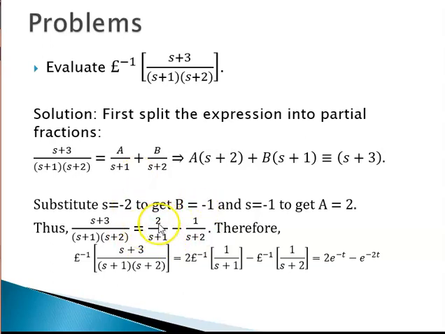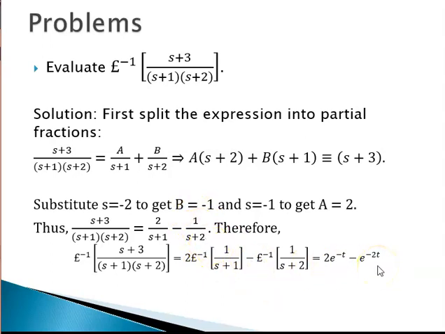1 over s plus 1 has an inverse transform of e power minus t. So this term gives 2e power minus t. Carefully see that I brought this 2 out of this L inverse. Similarly, this has e power minus 2t.